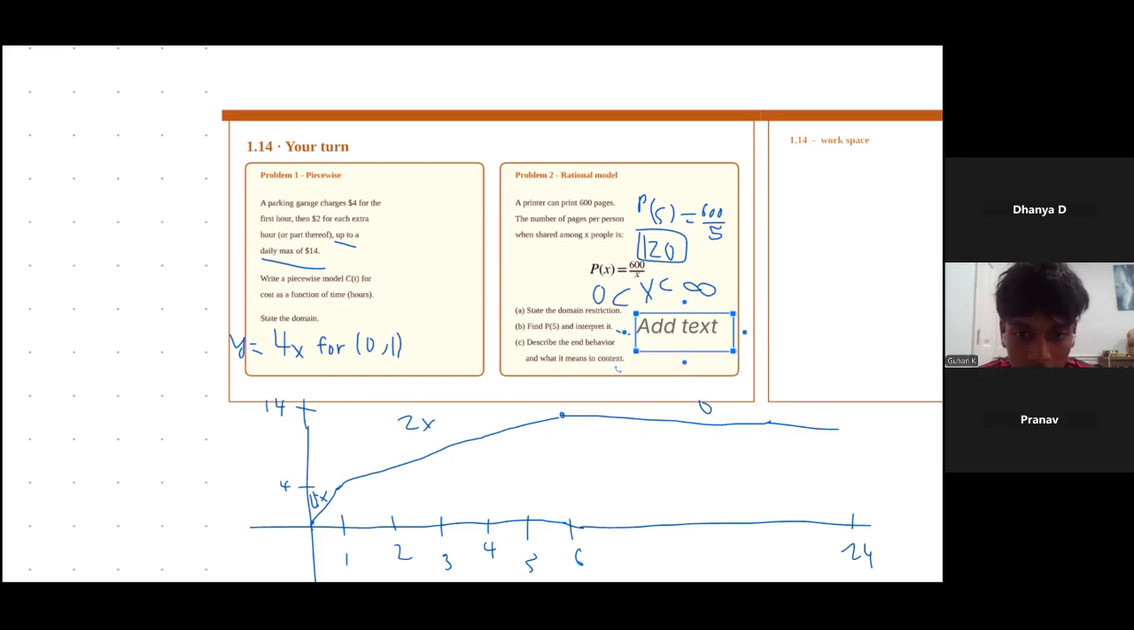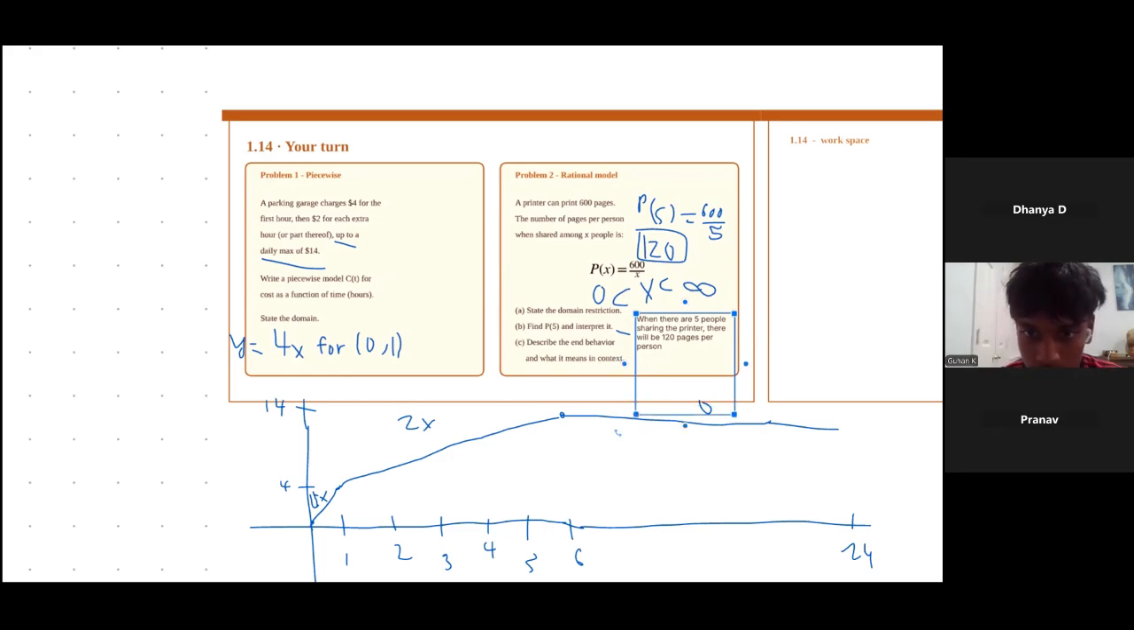Now describe the end behavior and what it means in this context. So the end behavior is going to be when there's a large amount of people. As the number of people increase indefinitely until infinity, the number of printer pages per person will decrease indefinitely as well, approaching 0.